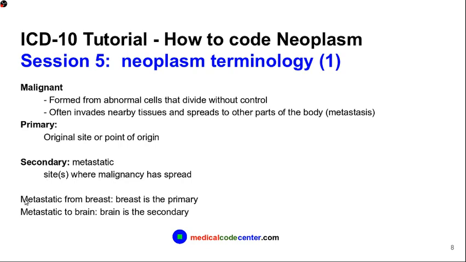So we have to identify two cases of documentation. Sometimes you will document metastatic from breast. In this case, breast is the primary site. Or you can have metastatic to brain. And then in this case, brain is the secondary. So pay attention to whether it's metastatic from or metastatic to. From is the primary site, and to is the secondary site.